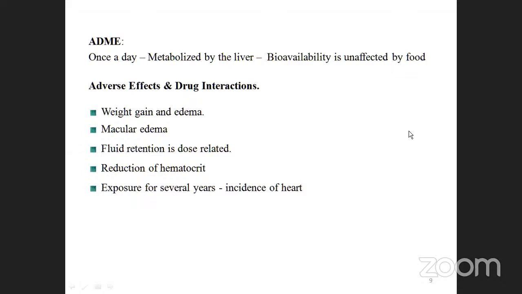There is a chance of anemia and reduction in the hematocrit. Hematocrit means the blood corpuscle associated parameters. Got it?